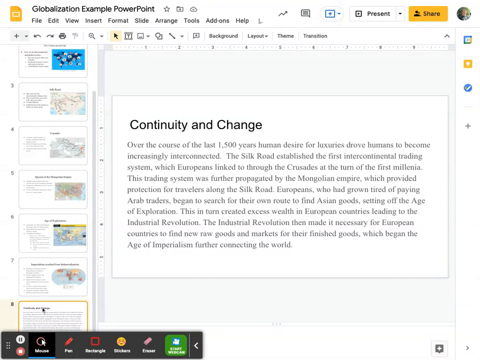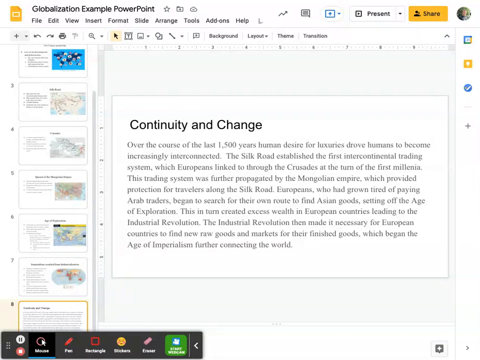Ultimately, over the course of the last 1,500 years, human desires for luxuries drove humans to become increasingly interconnected. The Silk Road established the first intercontinental trading system, which Europeans linked through the Crusades at the turn of the first millennium. This trading system was further propagated by the Mongolian Empire, which provided protection for travelers along the Silk Road. Europeans who had grown tired of paying Arab traders began to search for their own route to find Asian goods, setting off the age of exploration.